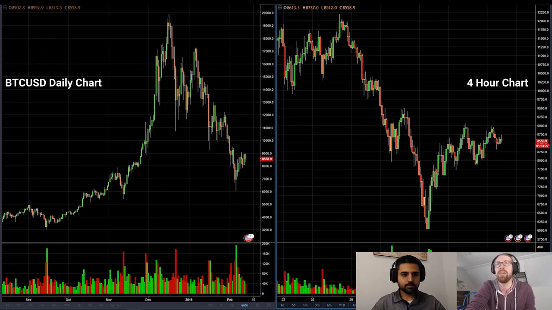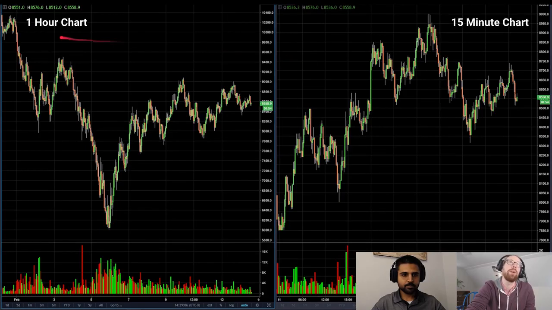It would have given you a little bit of a jump right there. So let's look at another chart here. We're going in, zooming in a little closer. This is the 1-hour chart and the 15-minute chart.